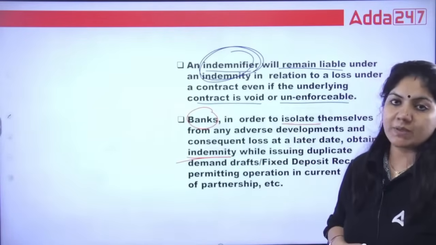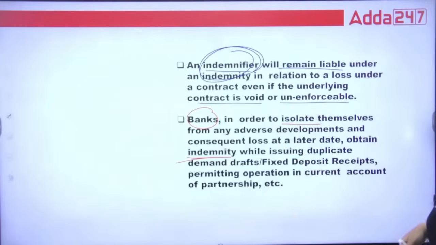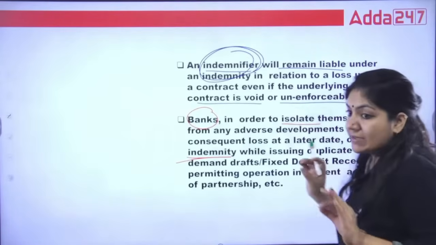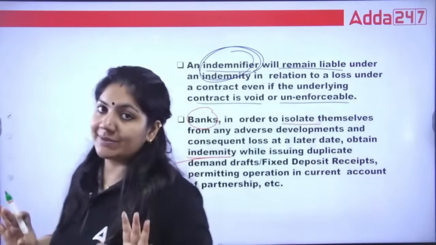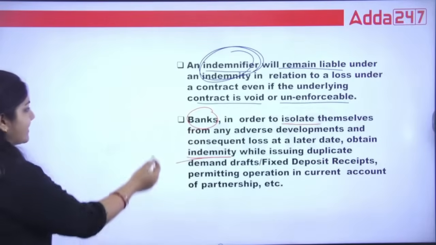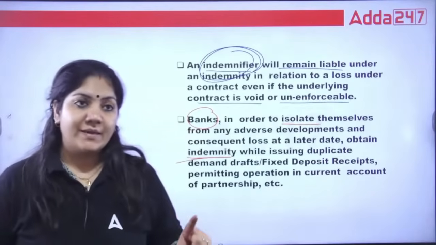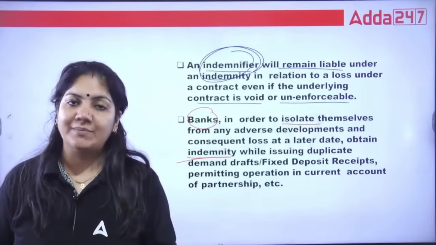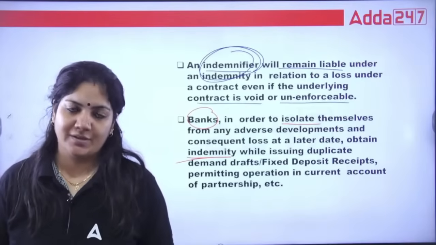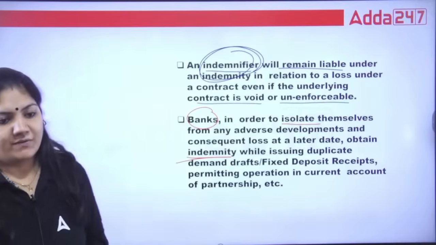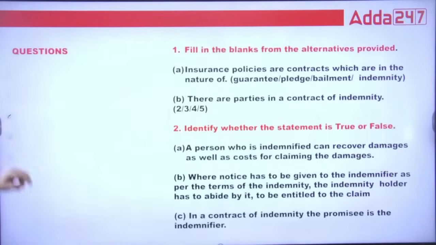So suppose you lost the fixed deposit receipt, demand draft, etc. The bank, in order to isolate themselves from any adverse development, means the bank will not take the liability. So in that case the bank will be called the indemnity holder and the person will be called the indemnifier. Sorry, the bank is the indemnity holder and the person is called the indemnifier. That's it. Okay, let's do the questions.